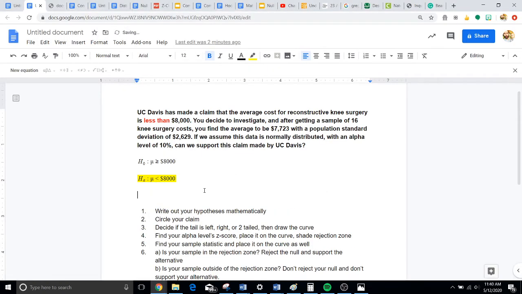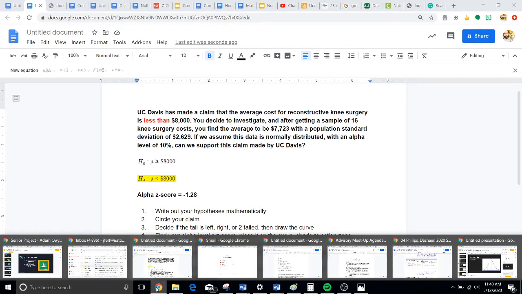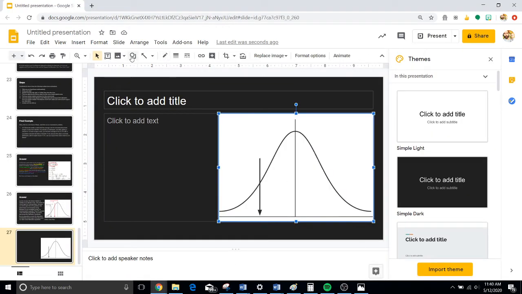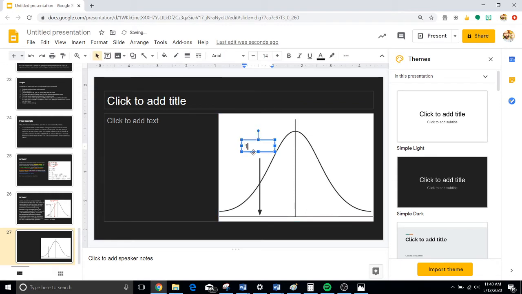Okay, so we will say our alpha z-score is equal to negative 1.28. And that's going to be very important later. All right, now that we know this, we can actually put that on our curve. So let's go ahead and do that. And let's call this curve right here. Negative 1.28 is our rejection zone. And that's where our rejection zone begins, at negative 1.28.